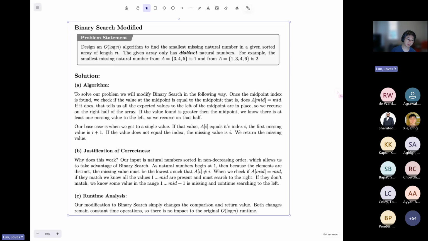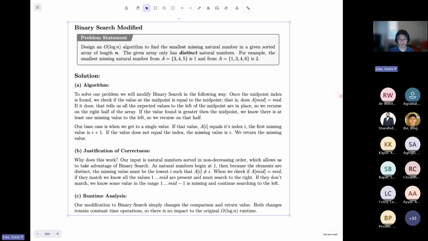So for example, the smallest missing natural number for A = [3, 4, 5] is 1, because 1 is supposed to be in the array, but it's not, so it's missing. Okay. A = [1, 3, 4, 6], the missing number is 2. So again, like I said, you want to do a modified binary search, and you're not looking for a specific number because you don't know what that specific number is. You're looking for a number that's missing, and you know that number is missing by comparing the number in the array with its index. And again, multiple numbers can be missing, but you have to find the smallest one. Okay.